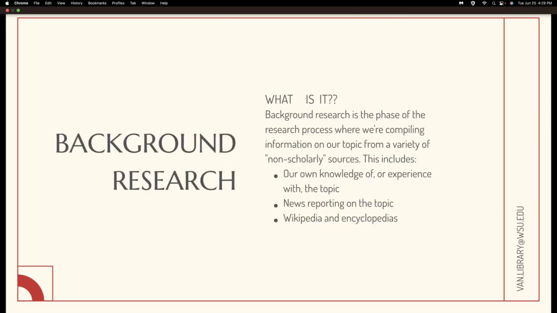Now let's talk about background research. This is probably something you already do without thinking too much about it. But let's define it as the phase of the research process where we're compiling information on our topic from a variety of quote-unquote non-scholarly sources. This includes our own knowledge of or experience with a topic, news reporting on the topic, and Wikipedia or other encyclopedia entries.